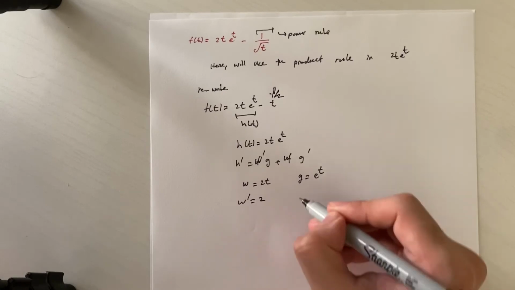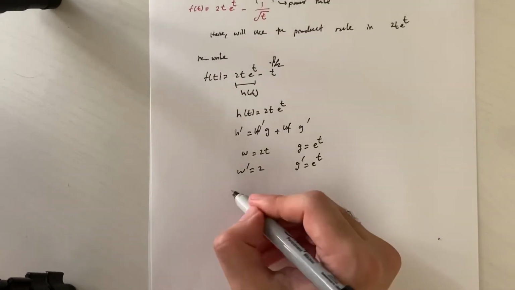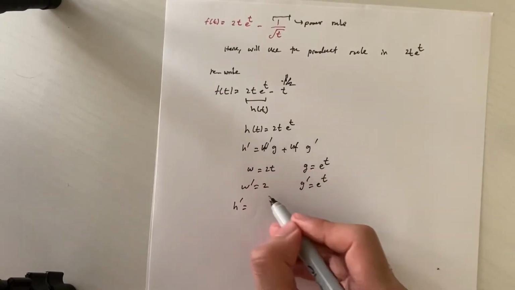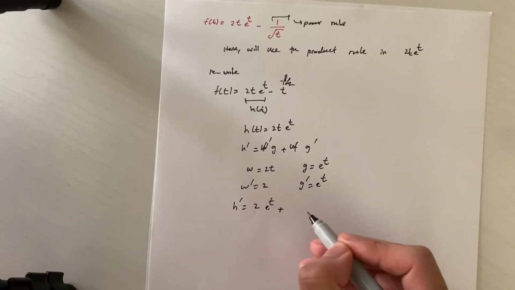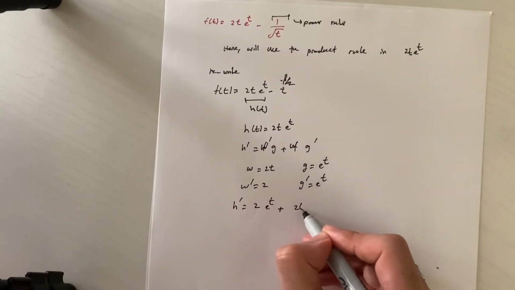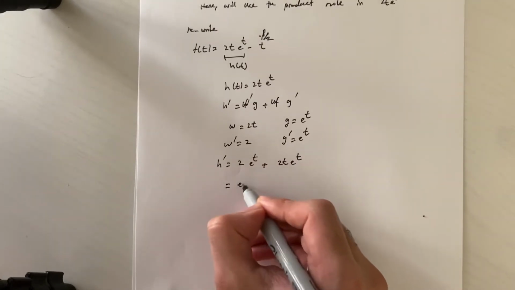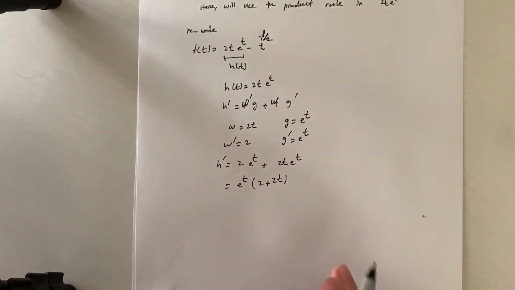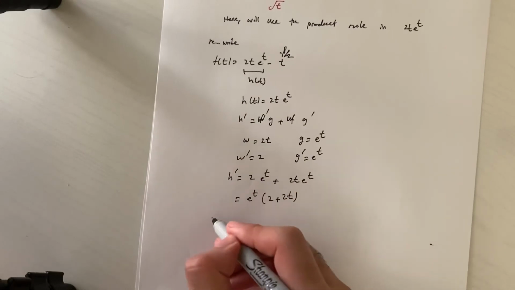So here we use the power rule, and for the second we use the exponential derivative. Now we are ready to plug these values into h prime. Now we can factor the e to the t, and that will be the result for the first term.